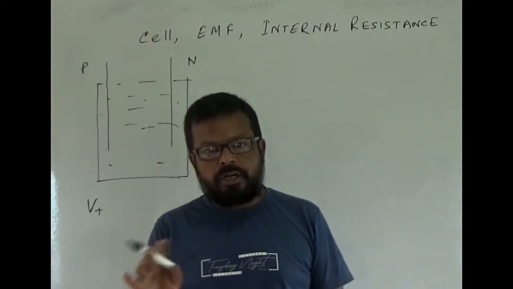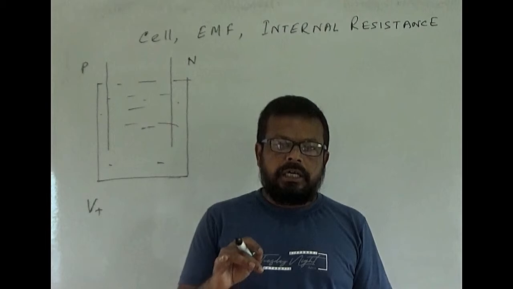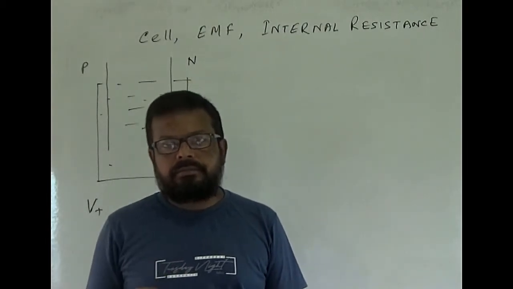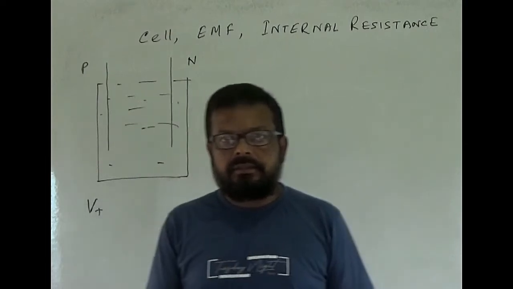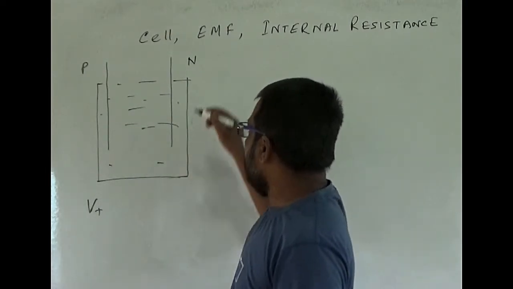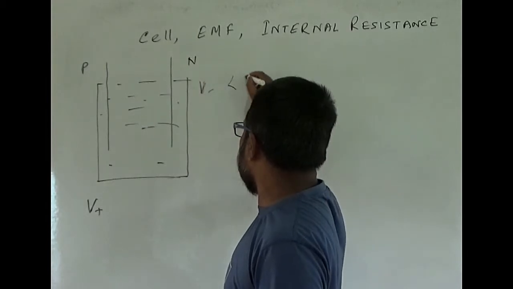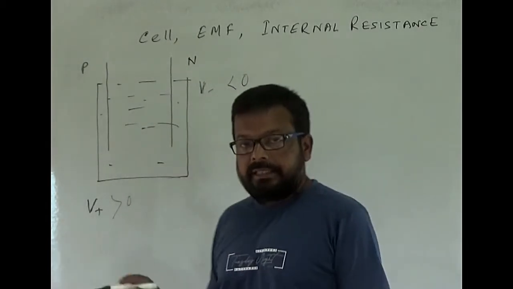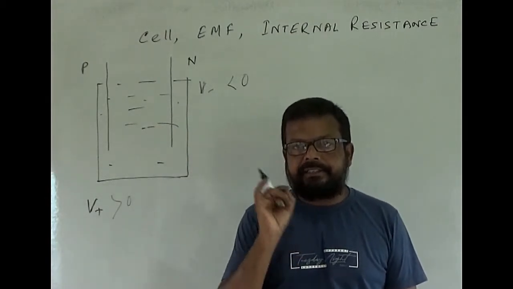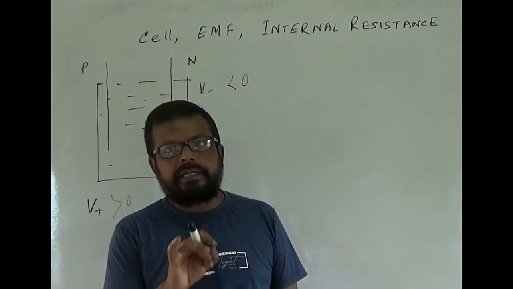Similarly, the negative electrode also exchanges ions with the electrolyte, and a negative potential develops in the negative electrode. Let us say V minus, which is less than 0, while V plus is greater than 0, right? V minus is the potential difference between the negative electrode and the electrolyte.